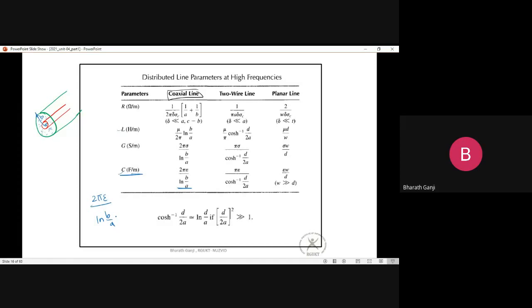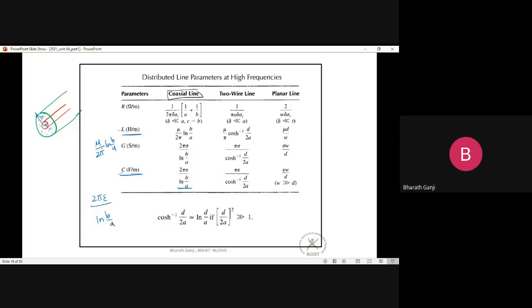In the same way, if you want the inductance per unit length, it is mu by 2 pi ln of B by A. How to derive these, you need to calculate using maybe an assignment or in a tutorial. Let us try to calculate at least one parameter so that you can get an idea. It is not strictly necessary, but you need to have an idea of how they are calculated. Probably I will do it in a tutorial session for the coaxial line, calculating the inductance and capacitance per unit length.